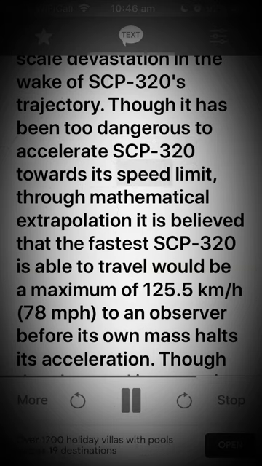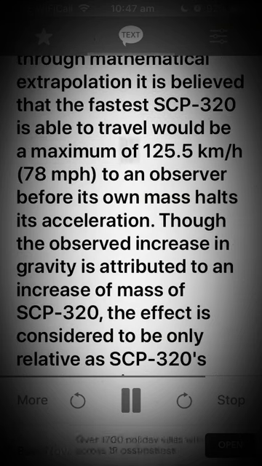Though it has been too dangerous to accelerate SCP-320 towards its speed limit, through mathematical extrapolation it is believed that the fastest SCP-320 is able to travel would be a maximum of 125.5 km per hour (78 miles per hour), to an observer, before its own mass halts its acceleration.